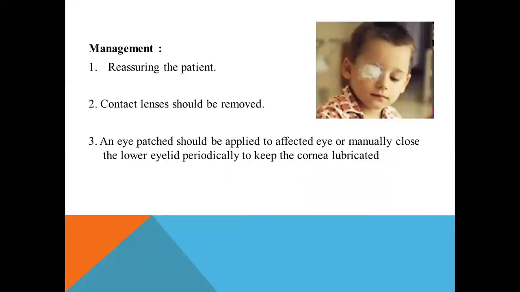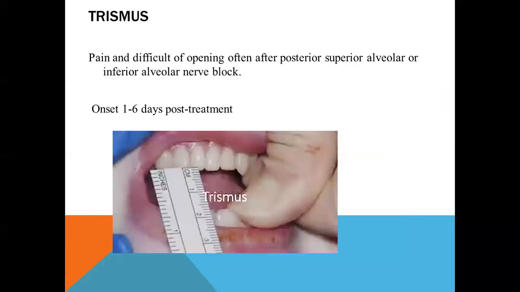How to manage it? Reassure the patient. Usually the paralysis is transient and will resolve on its own, and doesn't require any treatment, but during that period, you have to support the patient. Sometimes the patient will not be able to close the eyes properly, which is one of the symptoms of facial palsy. In such cases, an eye patch should be applied to the affected eye, or manually close the lower eyelid periodically to keep the cornea lubricated. If the patient wears contact lenses, make sure the lens is removed.